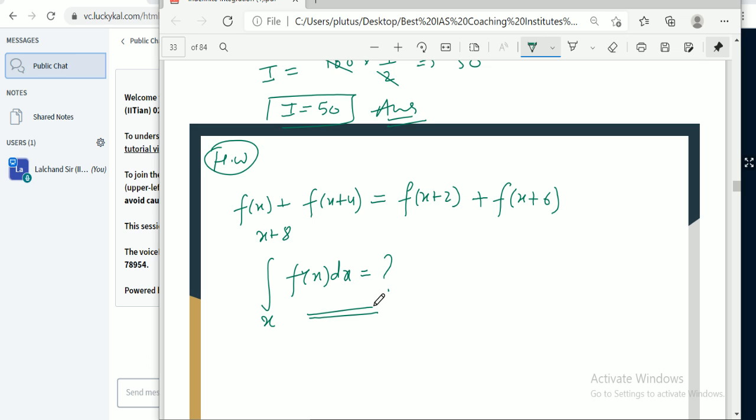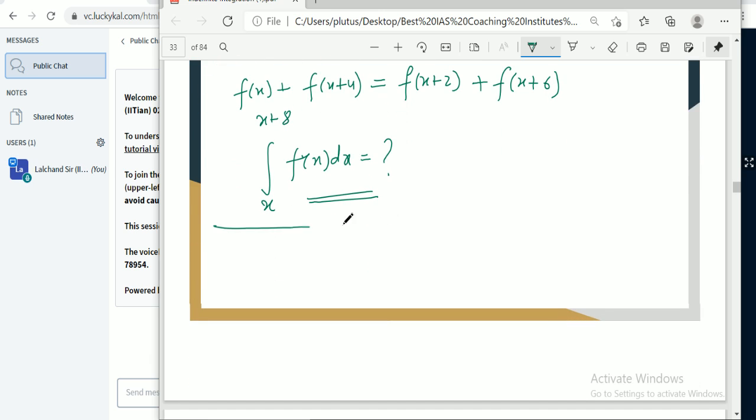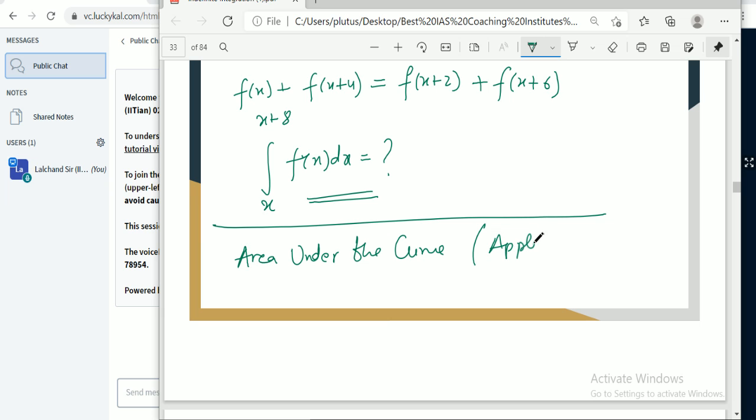Okay, so I think this is all about definite integral. We have discussed all important aspects of definite integrals. Okay, so in the next class we are going to discuss area under the curve, or we can say application of integral. Application part. Okay, so let us end this session here.